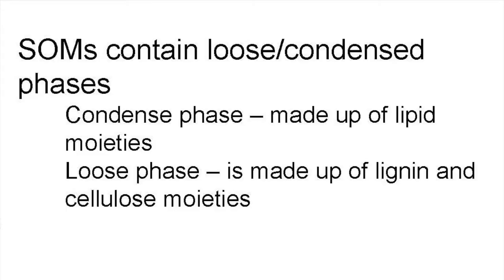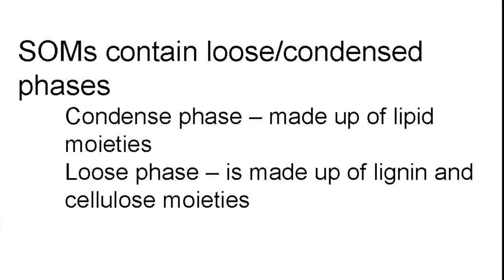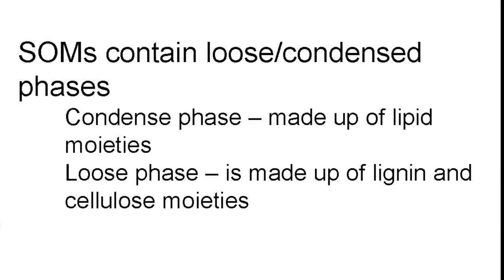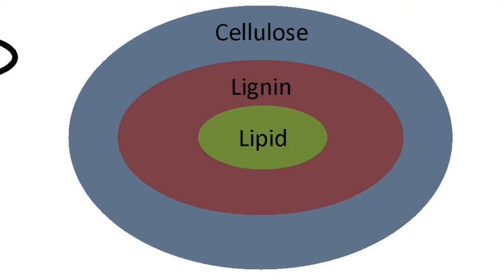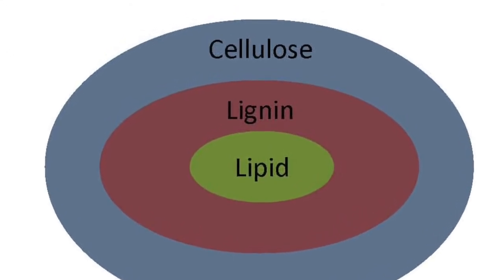Now organic matter, or soil organic matter, or SOM as it's called, is very complex. And its complexity is due to its composition. It's made up of lignin, carbohydrates, and fats. Now through studying SOM, you get an idea of its model. Its behavior consists of a condensed phase and a loose phase. In the condensed phase, you have the center, right here, the lipids. And then on the loose phase surrounding it, you have your lignin and your cellulose.